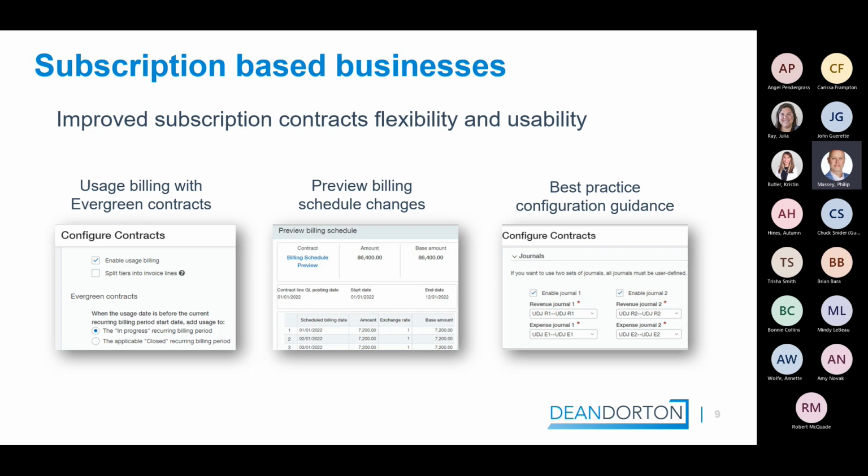If you are using the contracts module inside of Sage Intacct, this release includes several enhancements that increase the usability and flexibility of the subscription contracts. Usage charges can now be included in your evergreen subscription contracts, so you can include minutes used, transactions used, any of those usage metrics that you might have, with the additional information in regards to their evergreen, say, standard monthly billing amount that you might send out to them as well.